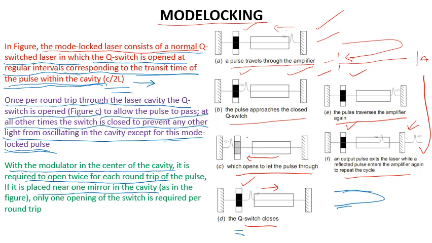So what exactly they are saying is that the Pockels cell, an electro-optic modulator, is used here to produce a mode locked laser pulse. In this cycle it opens one time and the rest of the time it is closed, and we get only that pulse which is mode locked.